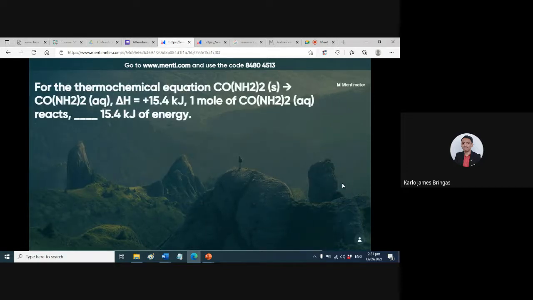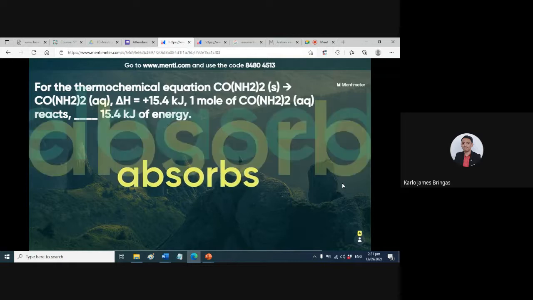Now for this one, I'd just like to solicit your opinion in here. So, in the very last part ng ating video, so we discussed how to interpret the thermochemical equation. You have a thermochemical equation in here, as shown. So kindly please fill in the blank. 1 mole of our urea reacts blank 15.4 kilojoules of energy. So what should I write here on the blank? Is it released or is it absorbed? So kindly type your answer kung release ba or absorb.